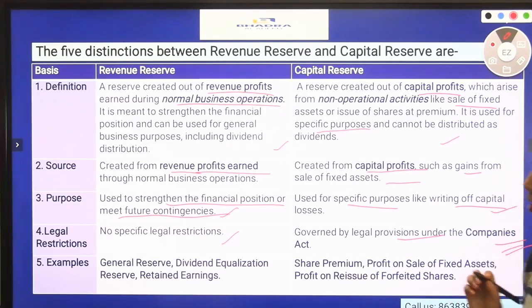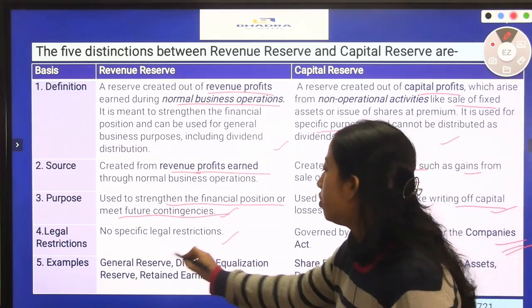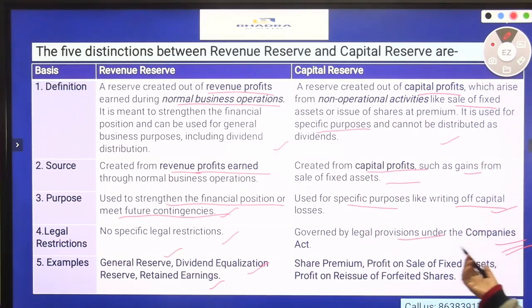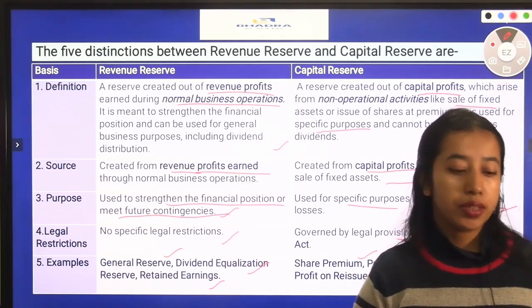The next basis of distinction we have is example. Examples of revenue reserves are general reserve, dividend equalization reserve, and retained earnings. Examples of capital reserve are share premium, profit on sale of fixed assets, and profit on reissue of forfeited shares. So these were the bases of distinction between a revenue reserve and a capital reserve of a business or a company.